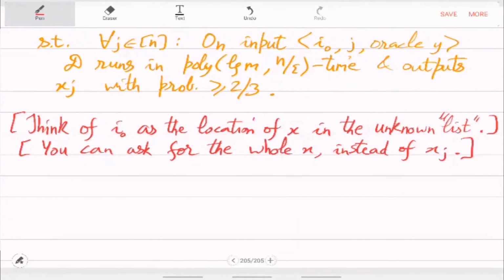So that is the concept, and the final steps in this course will be to do local list decoding for Walsh-Hadamard and Reed-Muller. That will finish the course.